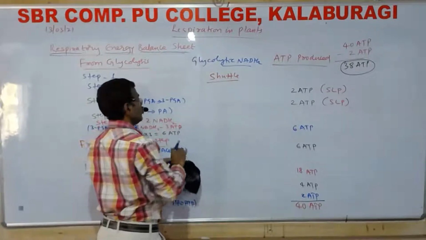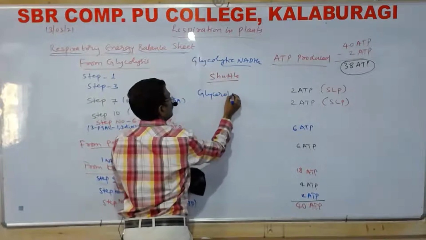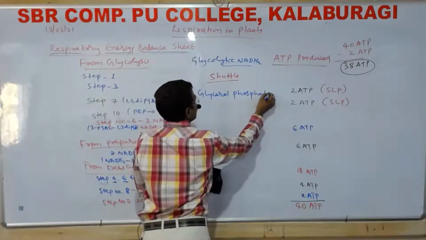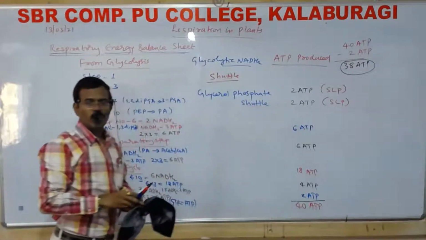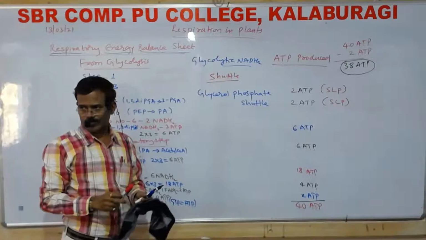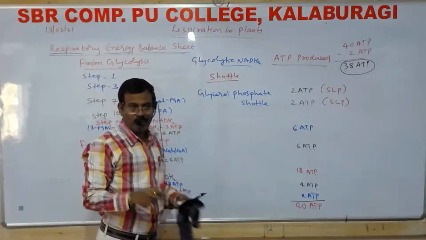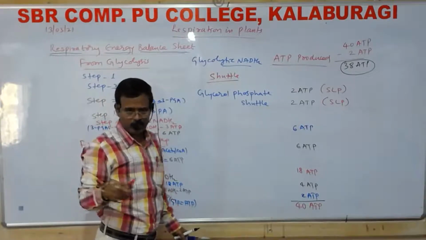Here you have one, the glycerol phosphate shuttle. Okay, this can occur in flight muscle cells, in the brain cells, in the nerve cells, it can occur.